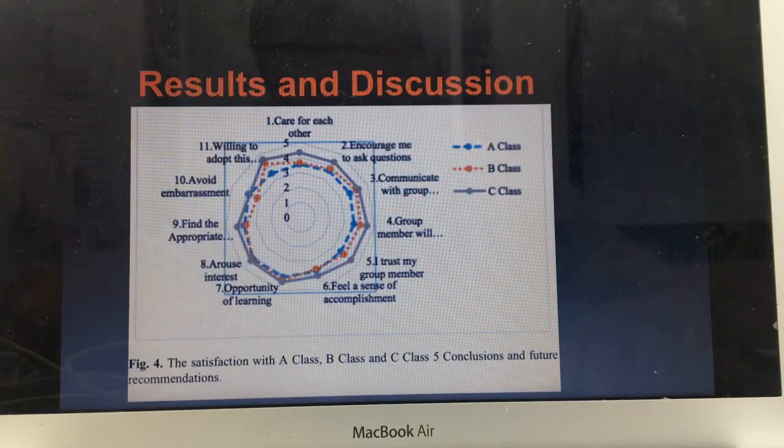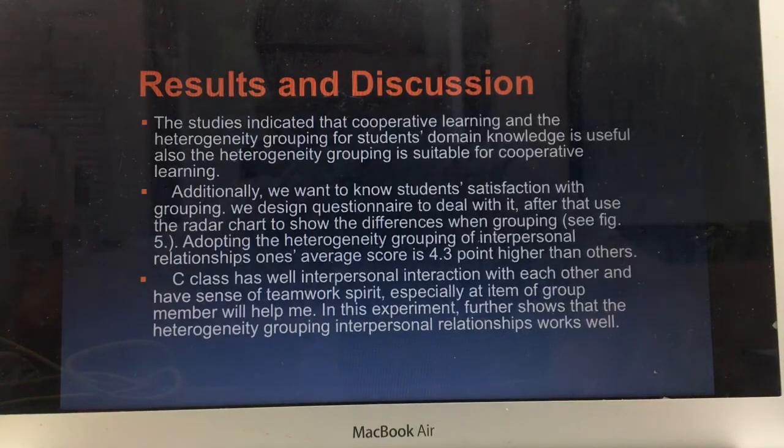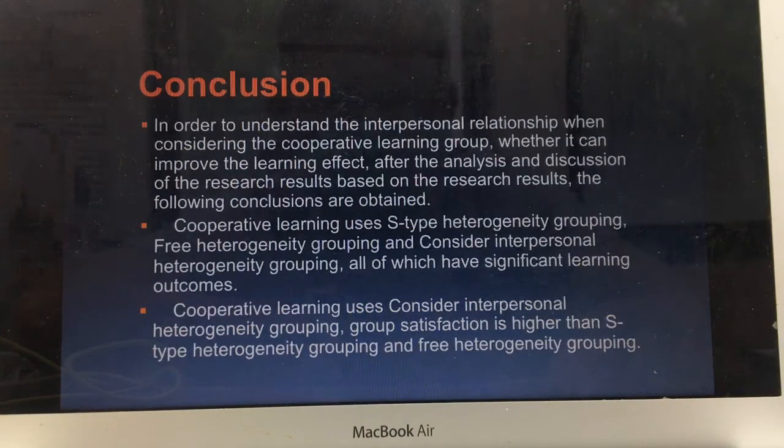So each cooperative team is not more than 5 people. Then it will have good grades in learning effectively and satisfaction. Okay, so we hope to do that, and this is the study. This study conclusion is just showing you.